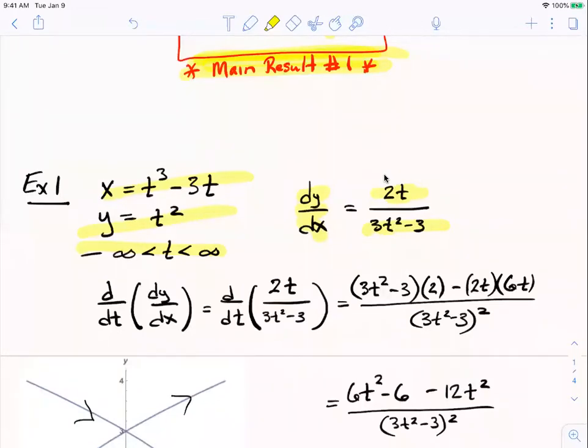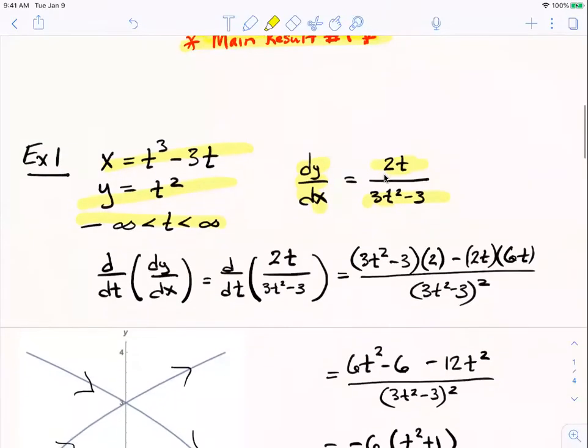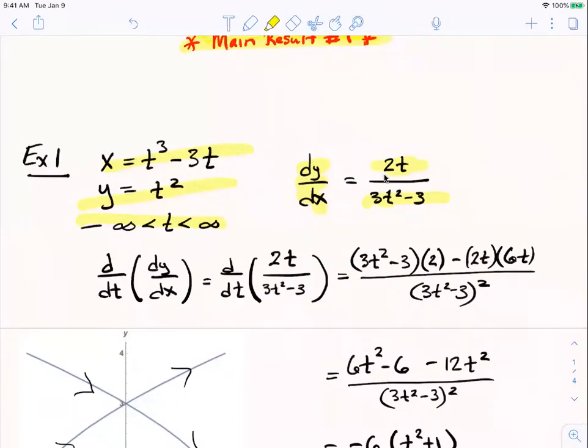Okay, so to calculate the second derivative, that's the thing we need to take the derivative of. We need to take the derivative of dy/dx with respect to t. And it makes sense. Look, it's a function of t. It's 2t over 3t squared minus 3. All right, so that's what I'm writing here. Take the derivative of that thing with respect to t. d/dt of dy/dx, it just means differentiate it. So take d/dt of this thing.